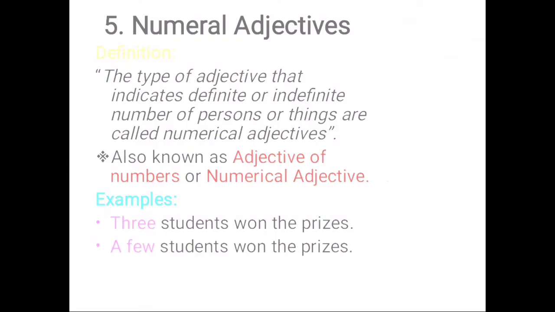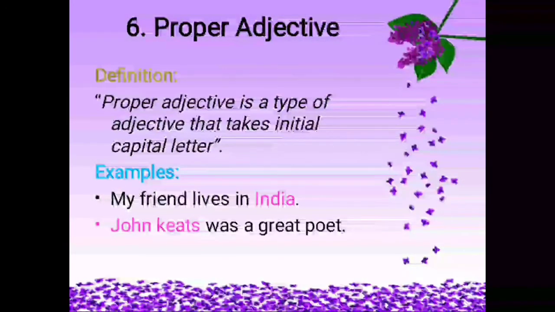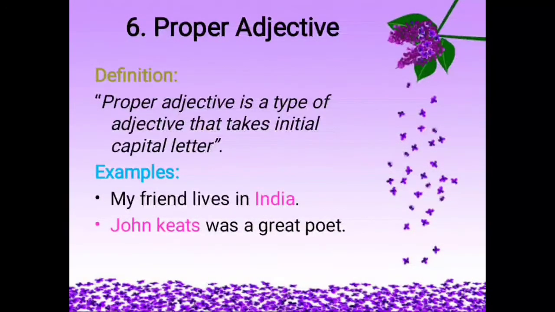And the sixth one is proper adjective. Proper adjective is a type of adjective that takes initial capital letters, like I have already discussed in proper noun. So the same it is also proper adjective, where we talk about a proper person, place or thing. My friend lives in India. Now India is a proper noun, so it means we talk about here a proper adjective. So India is a proper adjective here.